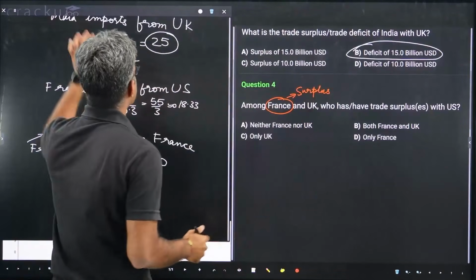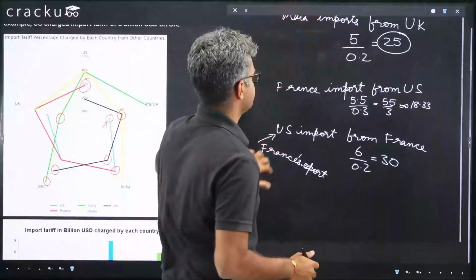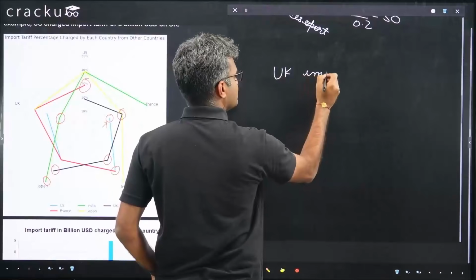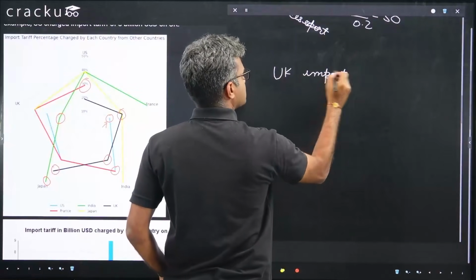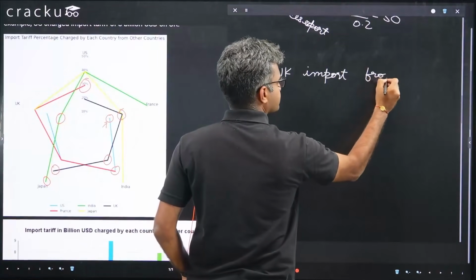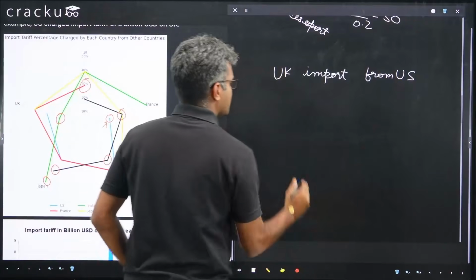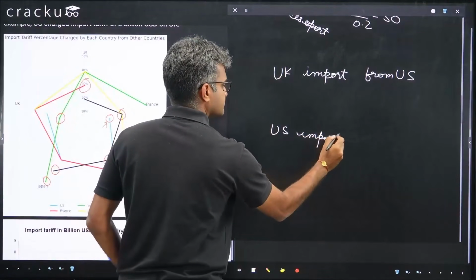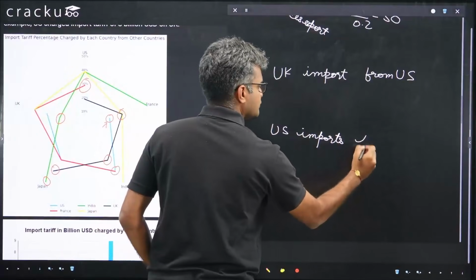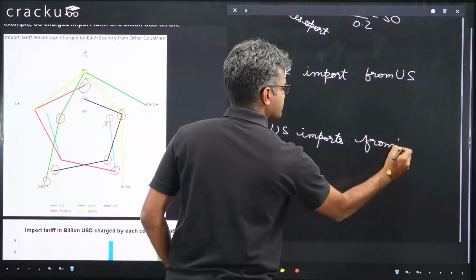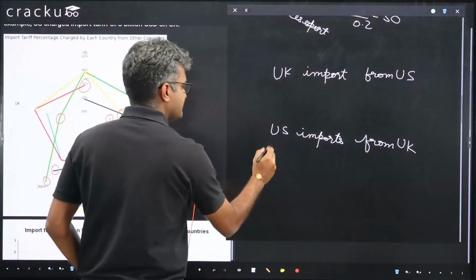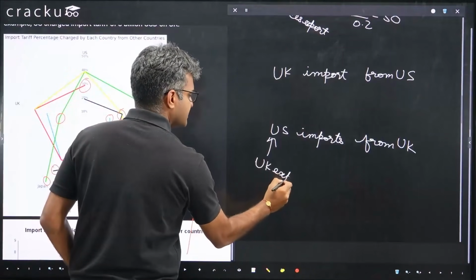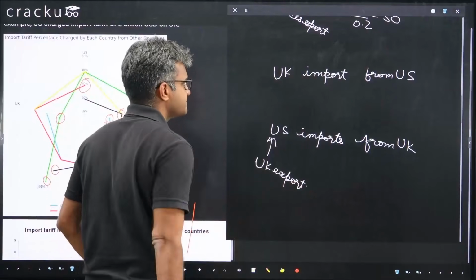Let us look at UK. We'll do the same thing again for UK. We'll look at UK import from US and US imports from UK. This second one will be the total amount that UK has exported. Export minus import is the surplus.